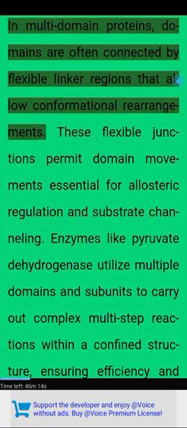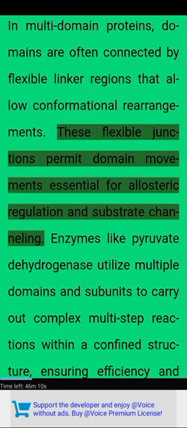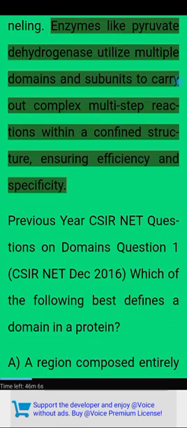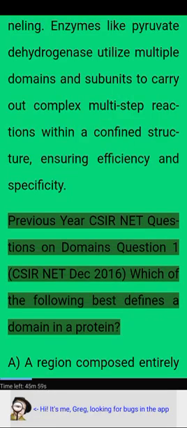In multi-domain proteins, domains are often connected by flexible linker regions that allow conformational rearrangements. These flexible junctions permit domain movements essential for allosteric regulation and substrate channeling. Enzymes like pyruvate dehydrogenase utilize multiple domains and subunits to carry out complex multi-step reactions within a confined structure, ensuring efficiency and specificity. Previous year CSIR NET questions on domains.